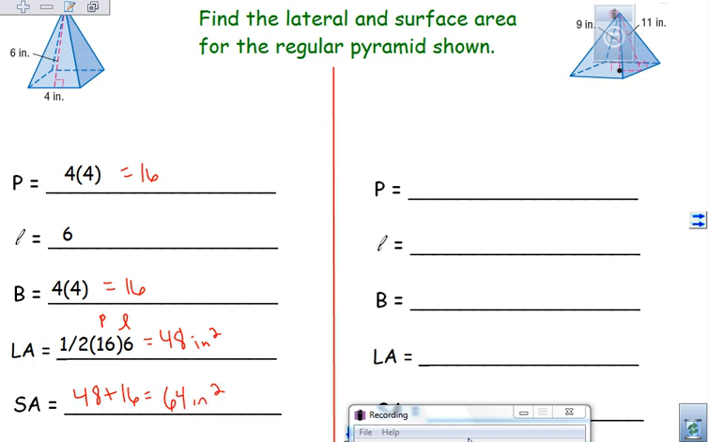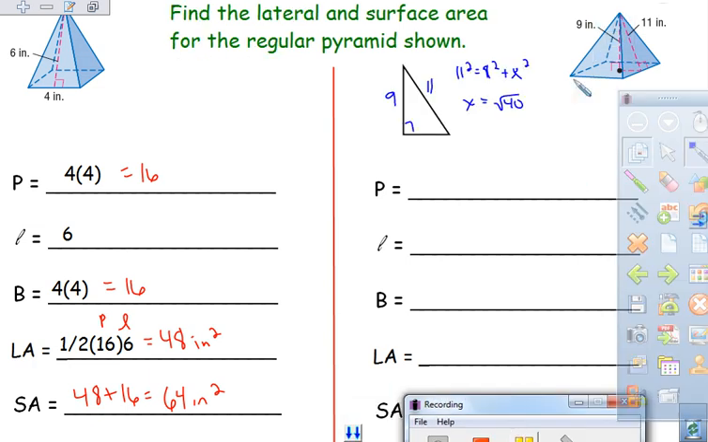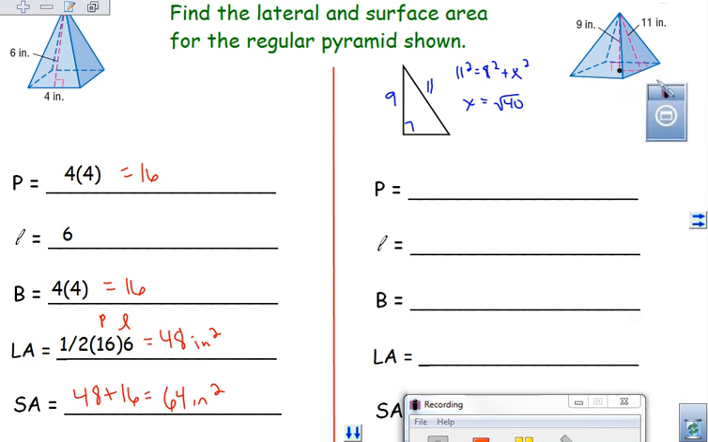Let's get started on the second one. What I noticed right away is we don't have a dimension of the base, so we have to figure that out. We are given the actual height and the slant height, so I redrew this picture here. It is a right triangle, so we can use the Pythagorean theorem.